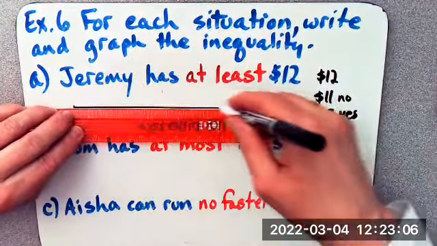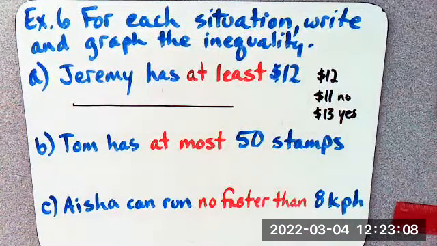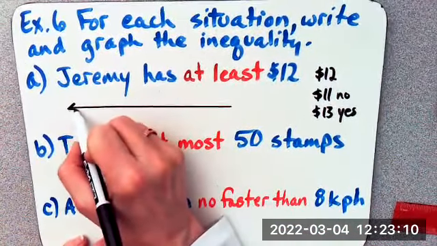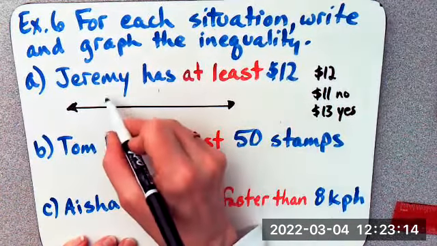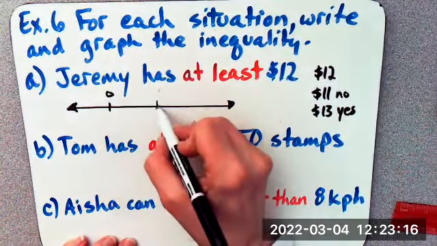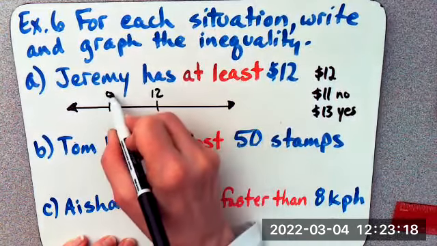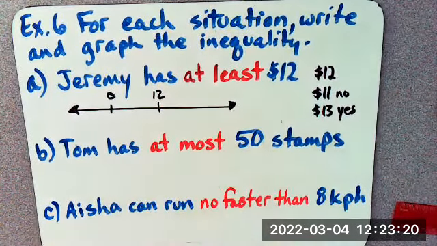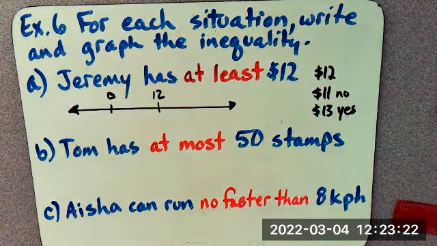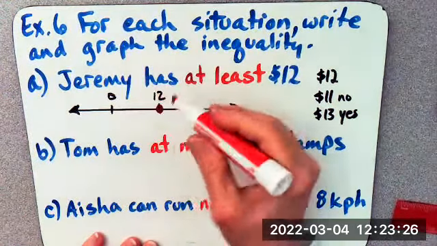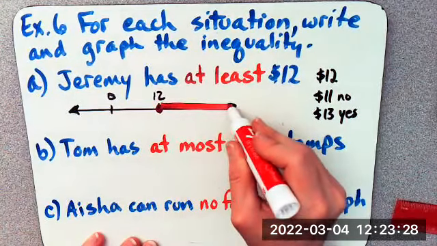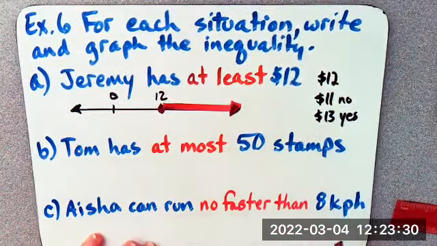So that means that when we draw the number line, we can put a 0 over here and a 12 right here. So that means Jeremy has $12 at least, or he has more than $12. So there you go.